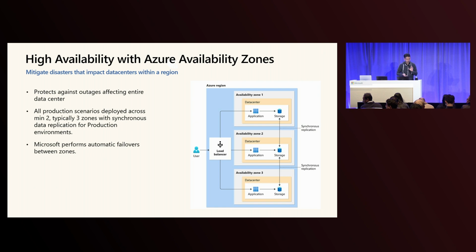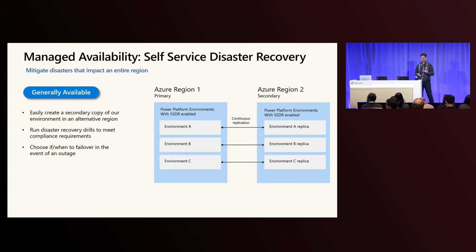So that availability zone capability allows us to mitigate disasters that impact data centers within a region. A new capability that we released just this past month in general availability is the ability to mitigate disasters that impact entire regions themselves. With self-serve disaster recovery, which is that new capability, we allow you to create a second copy in a paired Azure region, and then to choose when to fail over to that second copy.